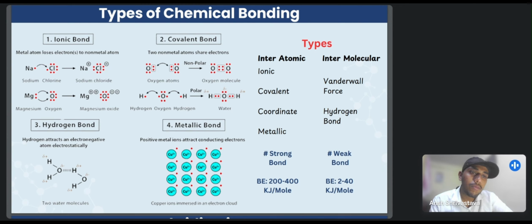Intermolecular forces are of two types: van der Waals force and hydrogen bond. Van der Waals forces are basically weak forces of attraction that exist between all molecules, whether polar or non-polar. It includes dipole-dipole interaction, dipole-induced dipole interaction, and dispersion forces. Hydrogen bond is nothing but a special type of dipole-dipole interaction which occurs when a hydrogen atom covalently bonded to a highly electronegative atom like oxygen, nitrogen, or fluorine interacts with another electronegative atom.